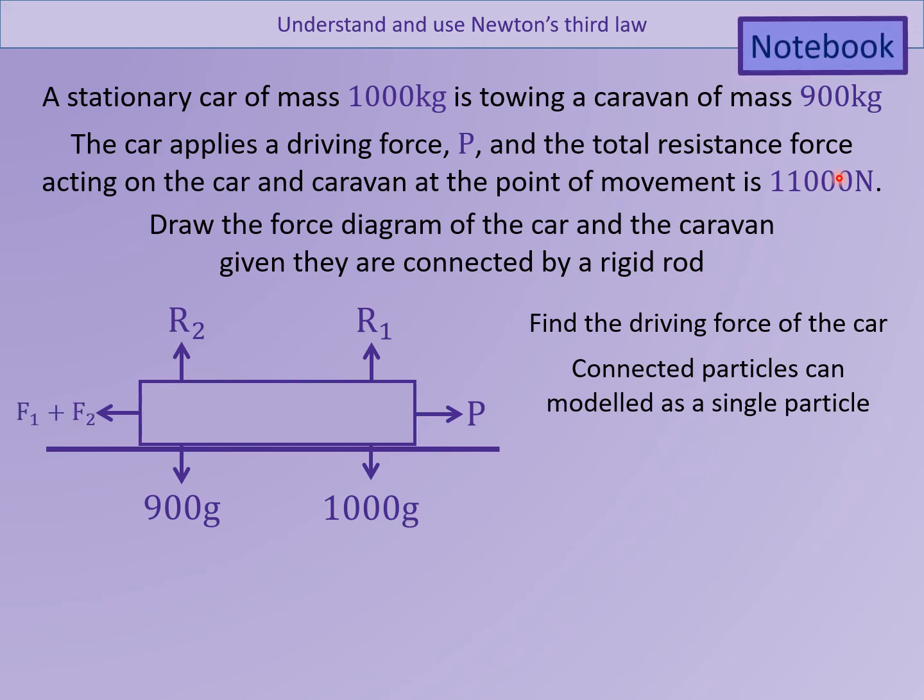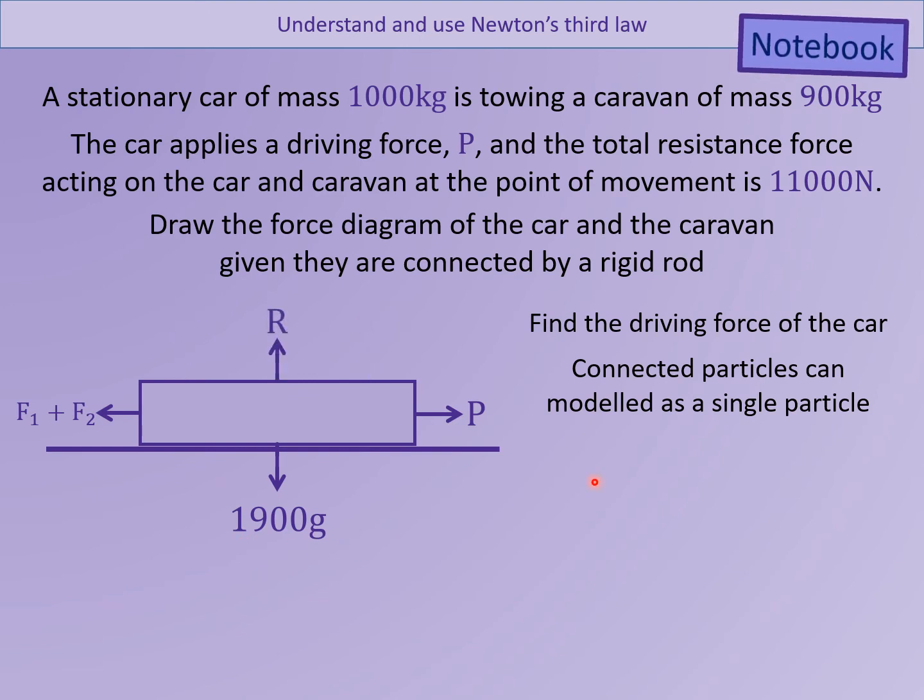By combining them together, we can see that we no longer need to consider the tension in the rigid rod because it is now an internal force. We can also add the two frictional forces together, and we know the total resistive force here, so we can use the 11,000 newtons as F1 plus F2. This has simplified the model down. We can give this a combined weight force of 1,900g and a combined normal reaction.